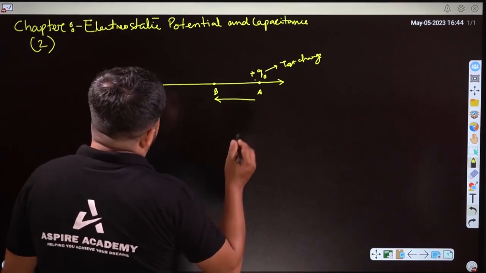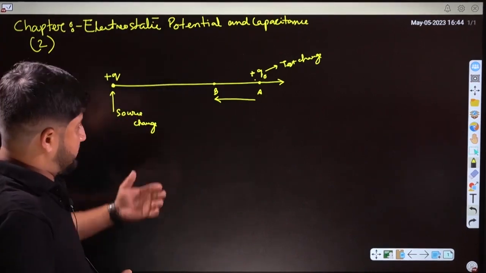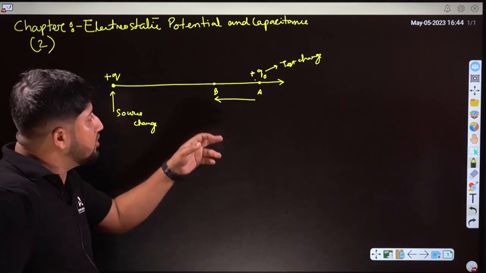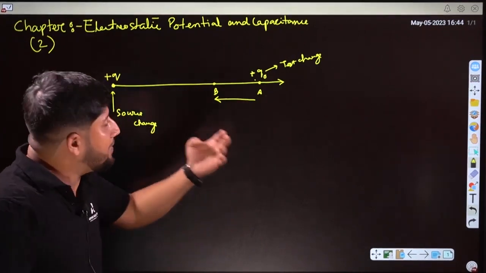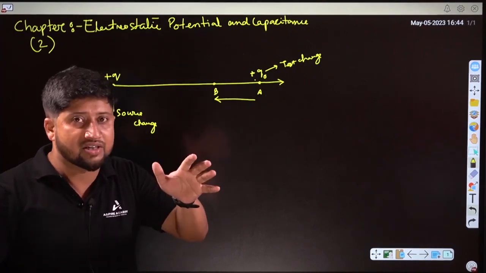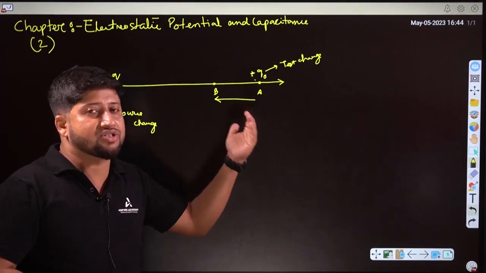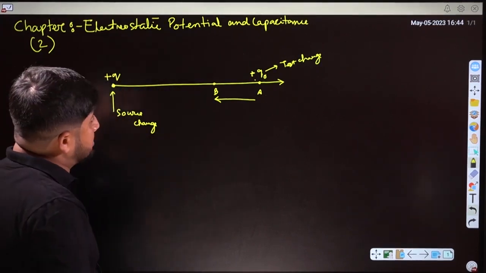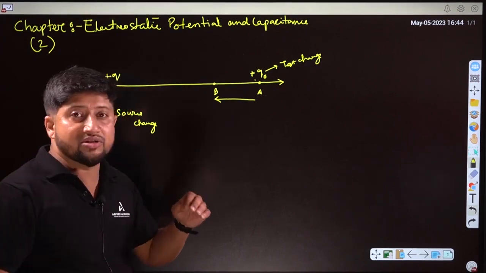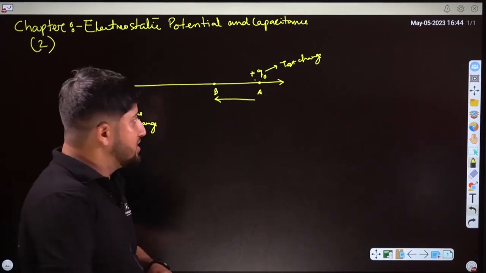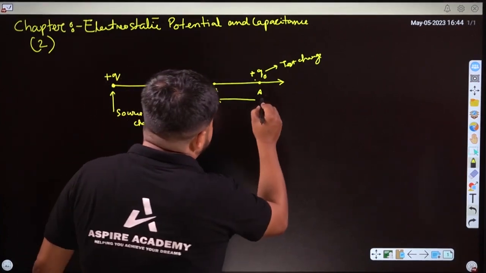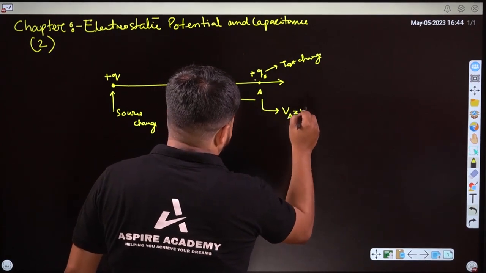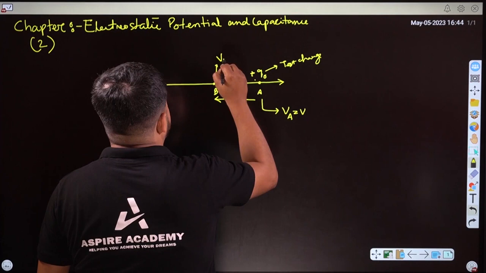So how can we calculate the potential difference first? First of all, what is potential difference? It is the amount of work done in bringing a unit positive charge from one point to another against the electrostatic force. This is called potential difference. So now suppose we consider the potential difference here.